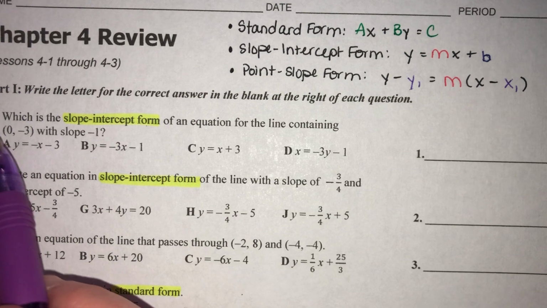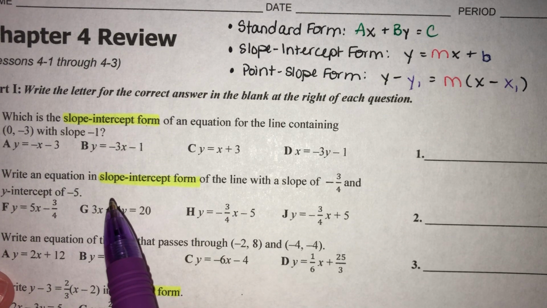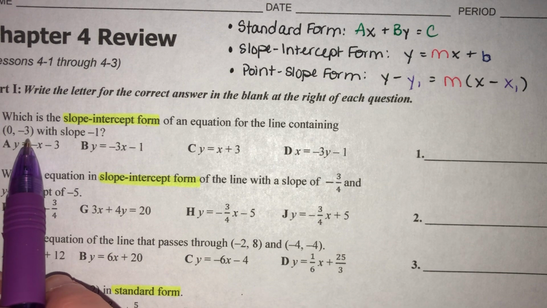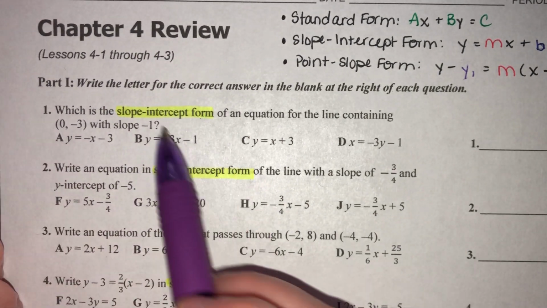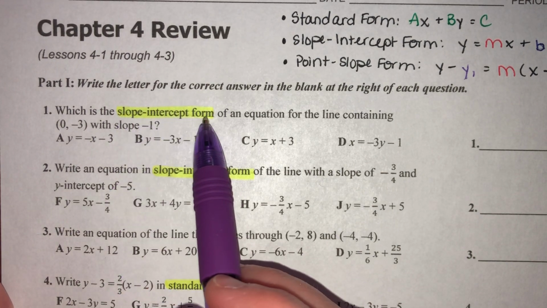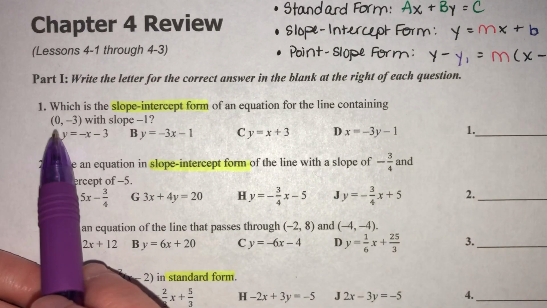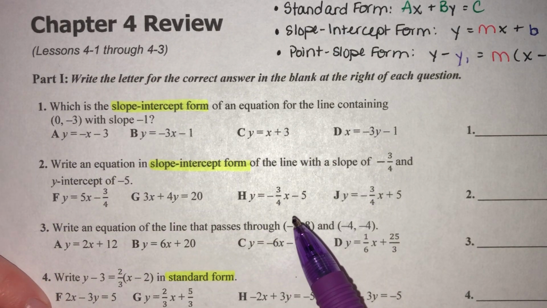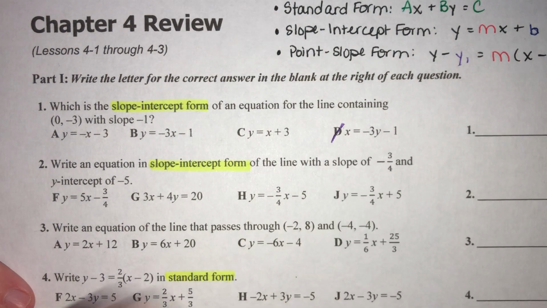Okay, so number 1, what is the slope-intercept form of an equation for the line containing (0, -3) and with a slope of -1, right? So I went ahead and highlighted so I don't lose track of it. This is slope-intercept form, which is y equals mx plus b, right? And you can see all the answer choices are in that form as well, except for D. We know that one's out already. Y has got to be by itself.